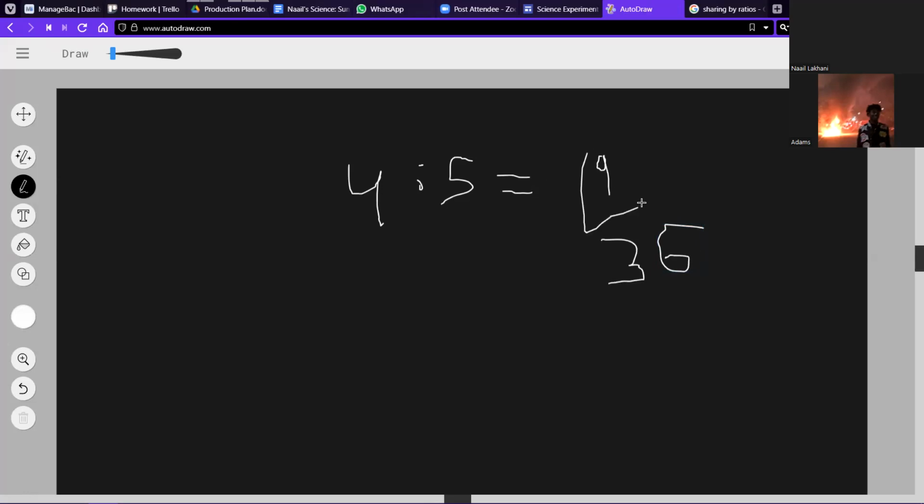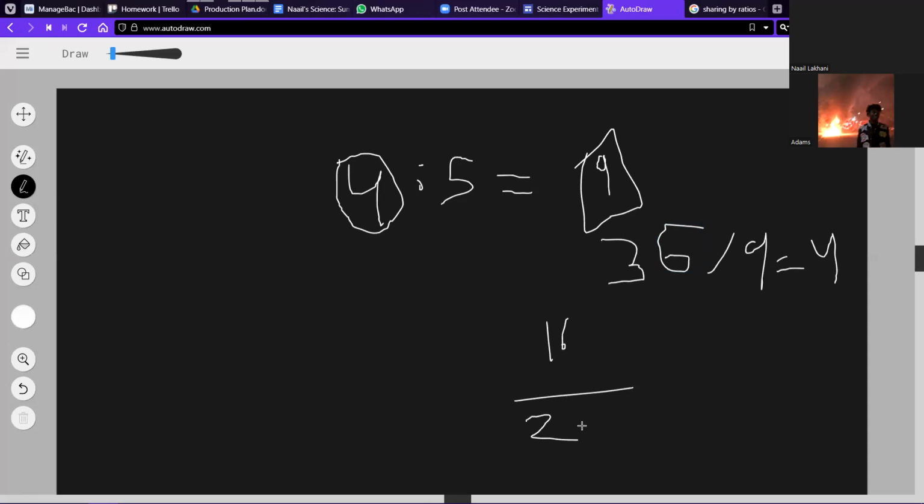Now you divide 36 by this number. So 36 divided by 9 equals 4. Now for this first number, you do 4 times 4, which is 16. And 5 times 4, which is 20. That's simple right there. That's easy, simple. 16 to 20. That's your answer.